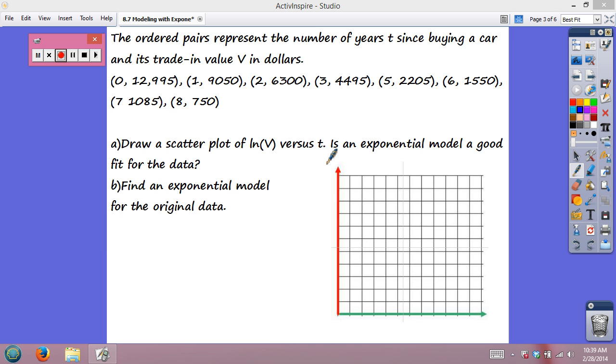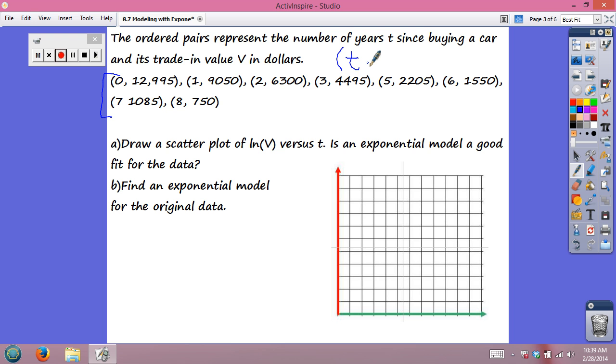The next example is going to be modeling with exponentials, and the problem says the ordered pairs down here represent the number of years t since buying a car and its trade-in value v in dollars. So our ordered pairs give us t in years, v in dollars. The question is to draw a scatter plot of the ln of v versus t.